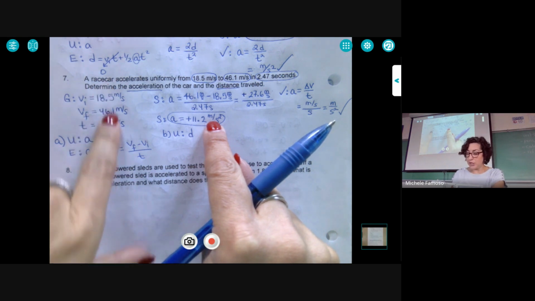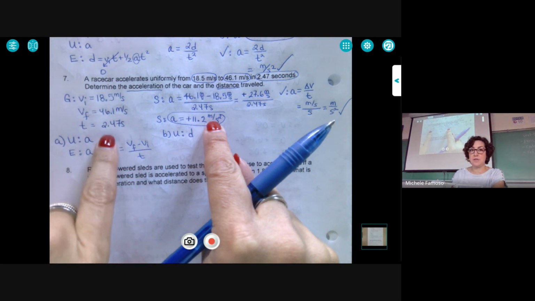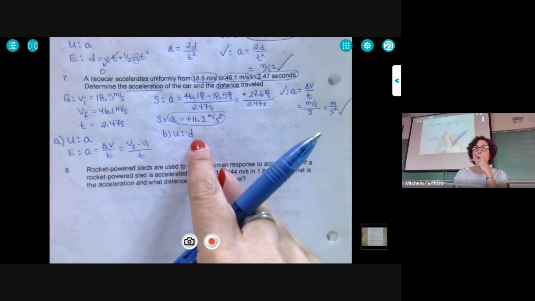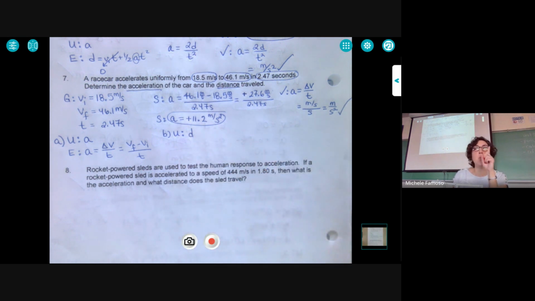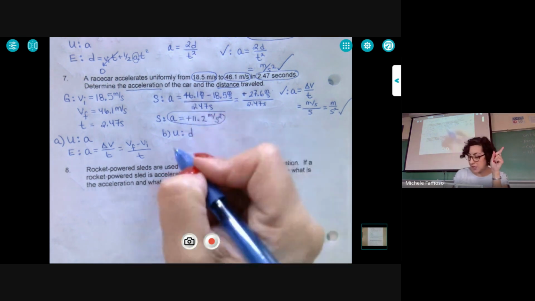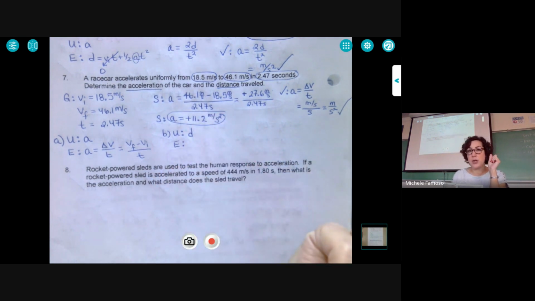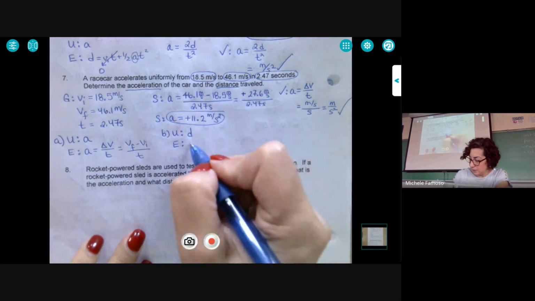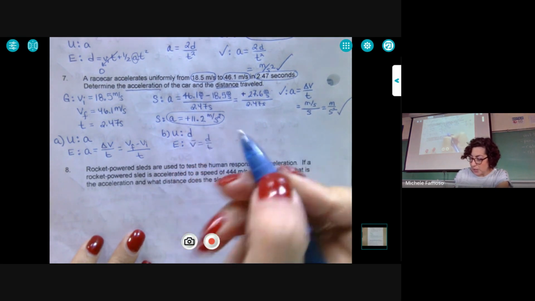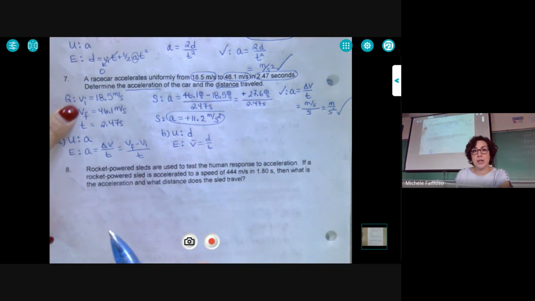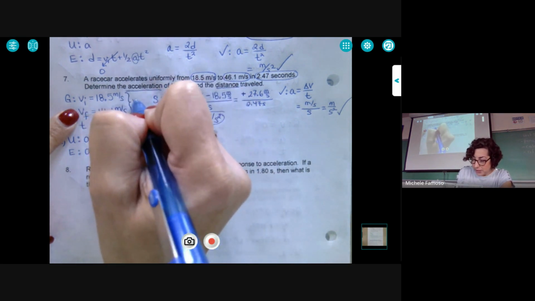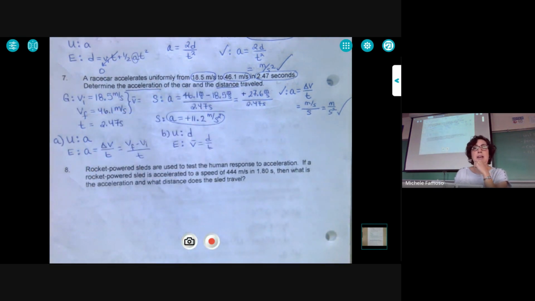So stick with the original givens, a VI, a VF, and a T to help you get a D, which means we have no acceleration to use. There's only one equation that doesn't have an acceleration. Caitlin, can you tell me what that equation is that doesn't involve acceleration? That's right. Which means we therefore need to know the average of these two speeds. How do you get the average of 2 speeds? Add them up and divide by 2. So let's go ahead and do that.